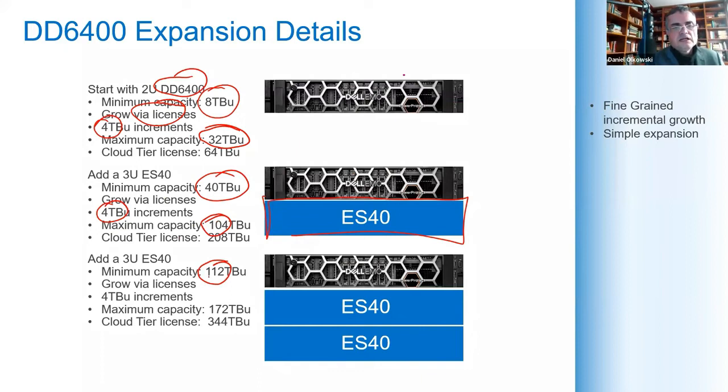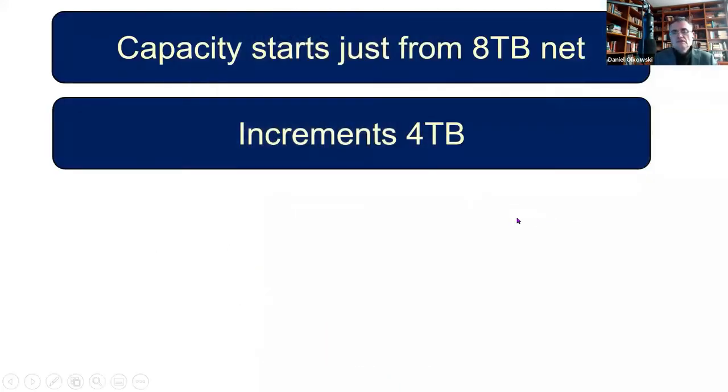Then we can increase with 4 terabyte increments to 104 terabytes. Then we can add capacity and increase it to 112 terabytes usable. We will get another shelf, and then again with 4 terabyte increments, we can increase the capacity up to 172 terabytes usable net capacity. Great stuff. Great flexibility.